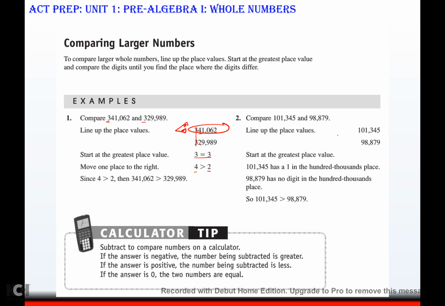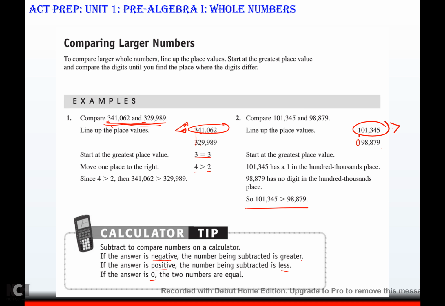If you look at these ones, this is 101,000 and this is 98,000, so obviously this one's bigger, but again, if you line them up, here, this is a 1 and this would be a 0. Since 1 is bigger than 0, then this number is bigger than that number. A calculator tip: if you type in your subtraction in the order that they give you, if you get a negative number, then the number being subtracted is greater. If you get a positive number, then the number being subtracted is the smaller number. And if it's 0, then the two numbers are equal.